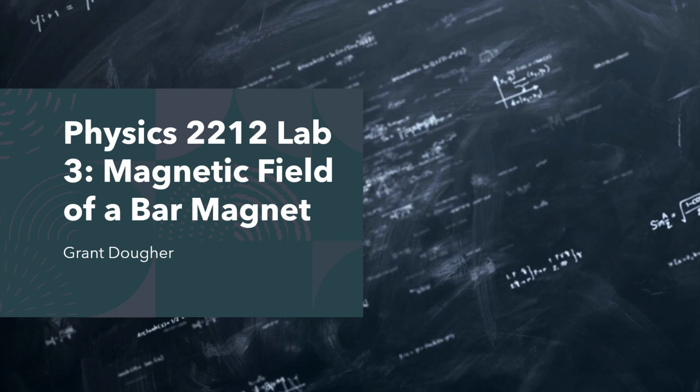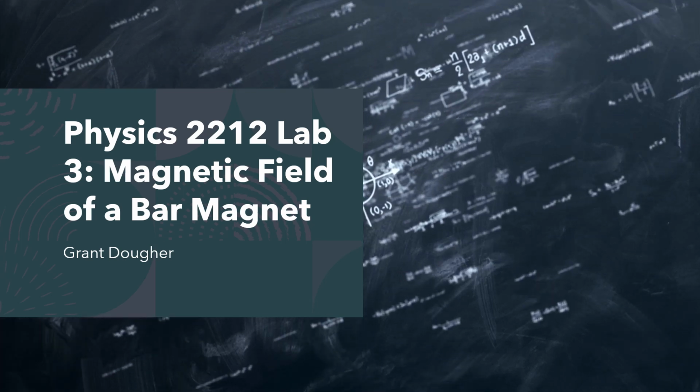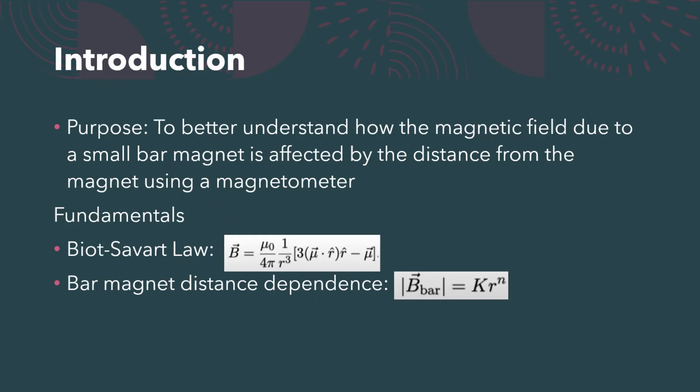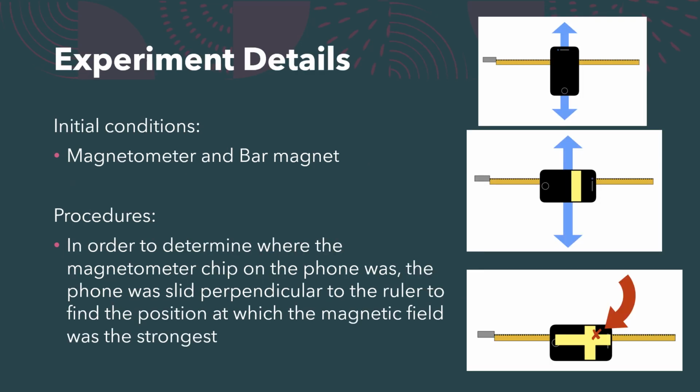This is Physics 2212, Lab 3, magnetic field of a bar magnet. The purpose of this lab is to better understand how the magnetic field due to a small bar magnet is affected by distance from the magnet using a magnetometer, and it also helps us to visualize magnetic fields and magnetic dipoles. Some fundamentals are the Biot-Savart law and the bar magnet distance dependence formula. Here are the magnetometer and bar magnet.